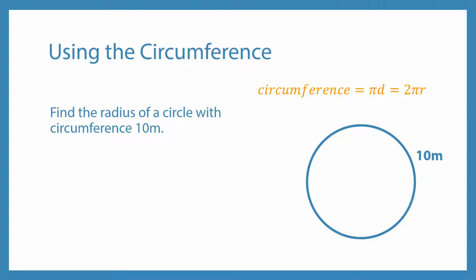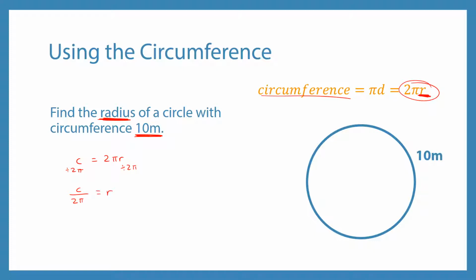For this question, it's a bit different. We've been given the circumference and need to work out the radius. So we have a circumference of 10 meters and we need to find the radius. So we're going to use this one. So we have c equals 2 pi r. Now, if we want to find the radius, we're going to have to divide both sides by 2 pi. So if we divide by 2 pi here and divide by 2 pi here, we keep the equation balanced. We're going to have c over 2 pi equals r.